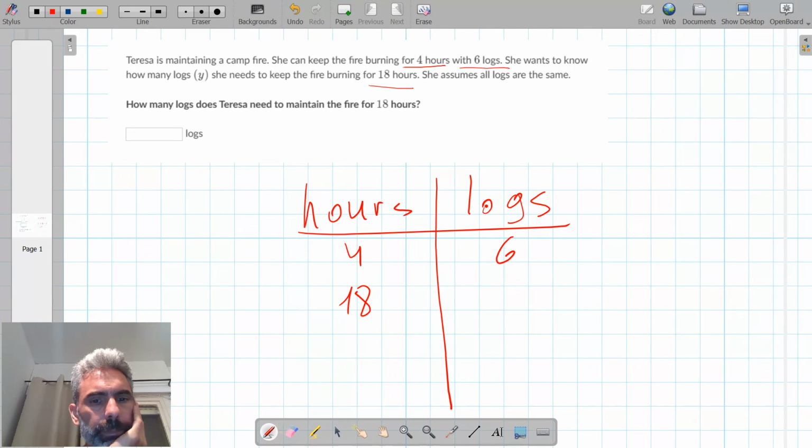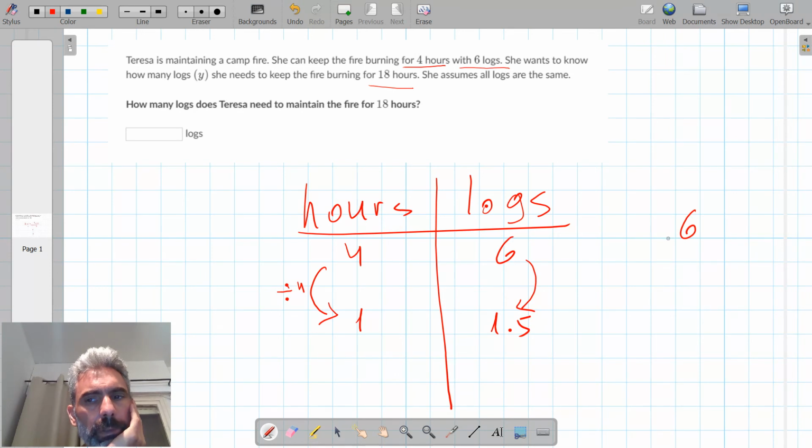Okay. So let's see. To maintain the fire for 1 hour, I divide 4 by 4. So I go from 4 to 1. 6 divided by 4 is 1.5. 4 goes into 6 one time. 1 times 4 is 4. And 2 remainder. Bring down a 0. 4 goes into 20 5 times. 5 times 4 is 20, no remainder.